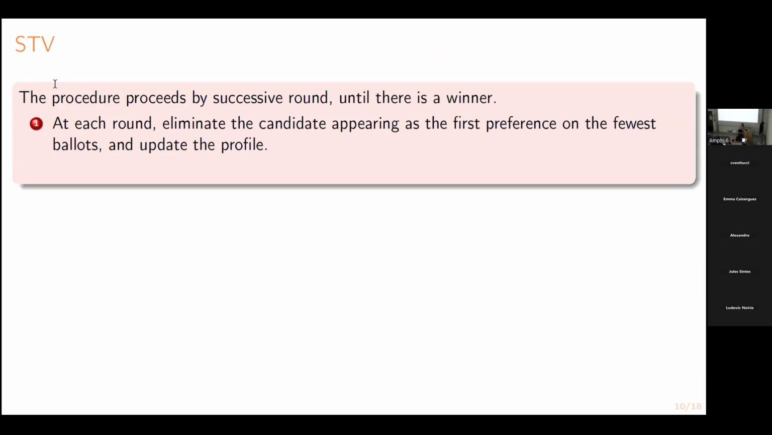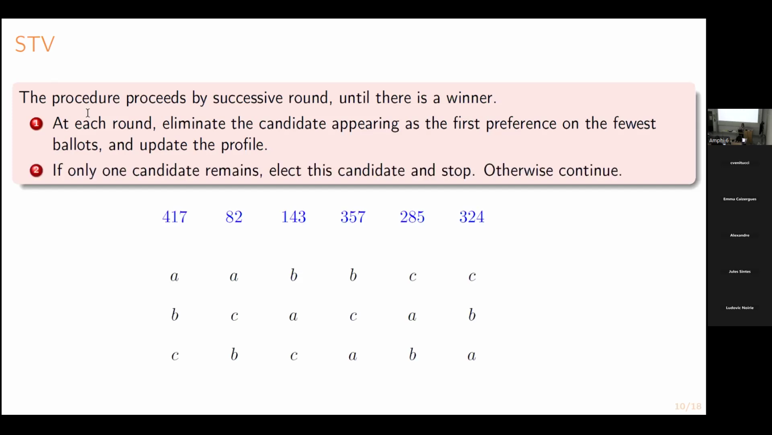So first, STV is a procedure that uses successive rounds until there is a winner. At each round, you take the votes of the people and you eliminate the candidate appearing at the top on the fewest ballots. Then you update the profile, so you remove the weakest candidate, and people vote again, and so on, until there is a winner. I will show you an example. I think it will be more clear.